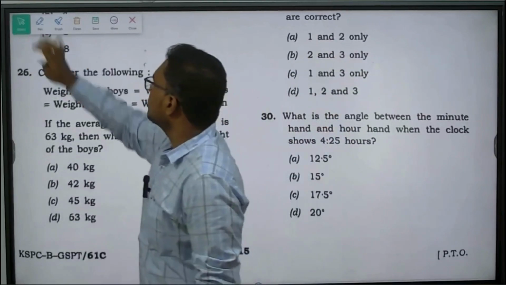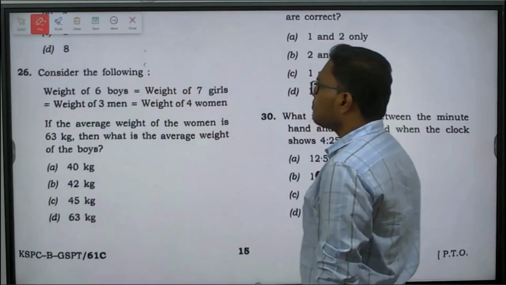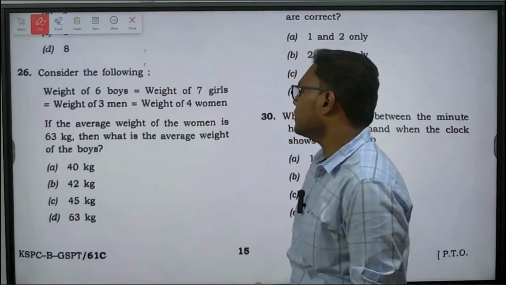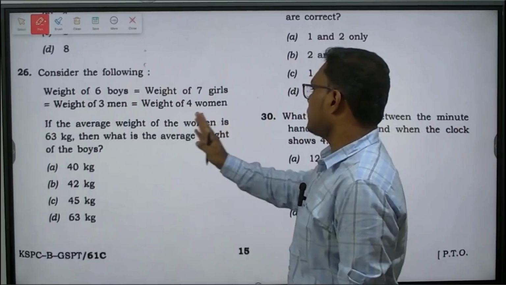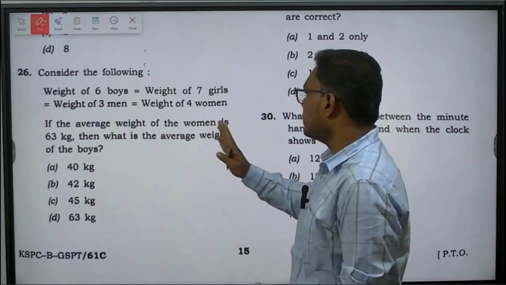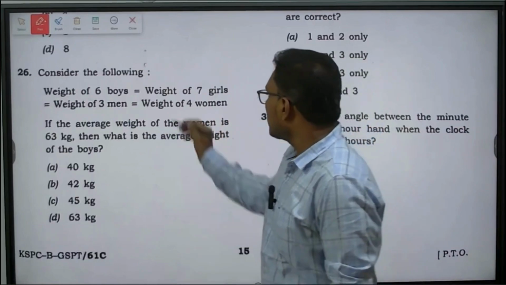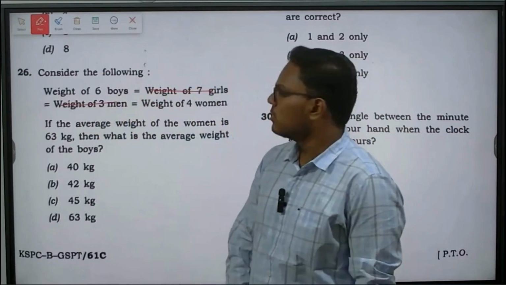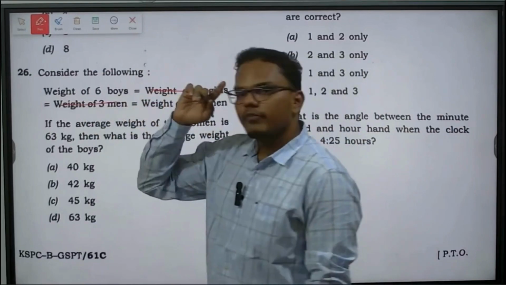This is again a good question. Weight of 6 boys is equal to weight of 7 girls is equal to weight of 3 men is equal to weight of 4 women. If the average weight of the women is 63, what is the average weight of the boys? So you can neglect the girls and men, because the comparison is between the boys and women.